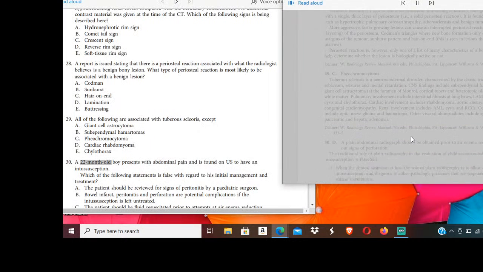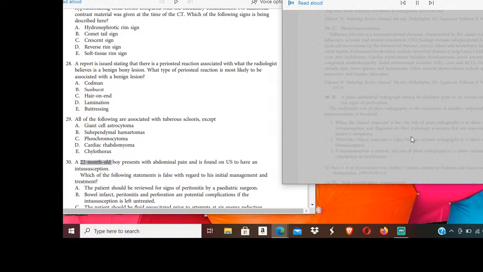Tuberous sclerosis is a neuroectodermal disorder, characterized by the classic triad of adenoma sebaceum, seizures, and mental retardation. CNS findings include subependymal hamartomas, giant cell astrocytoma at the foramen of Monro, cortical tubers, and heterotopic islands of gray matter in white matter. Pulmonary involvement includes interstitial fibrosis at lung bases, LAM, multiple lung cysts, and chylothorax.